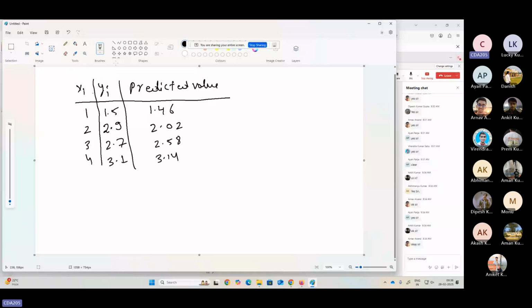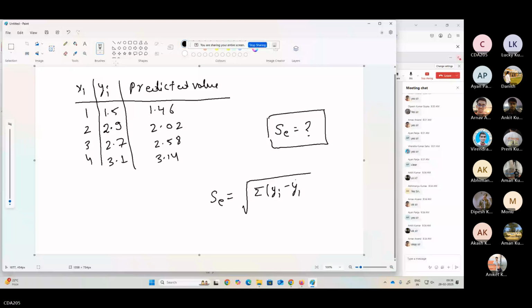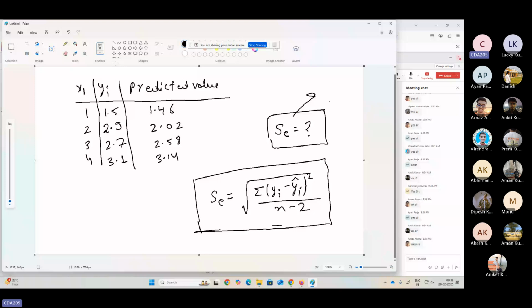Now you have to calculate SE. What is the formula for SE? That is the standard error estimation, that is under root summation of yi minus yi cap whole square by n minus 2. This is the formula. So calculate what the SE is coming. Anyone?